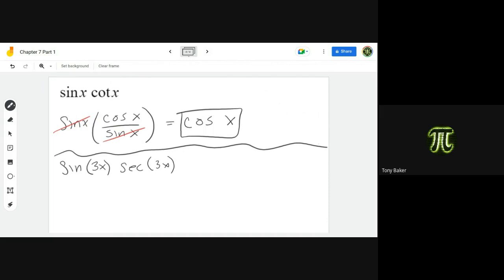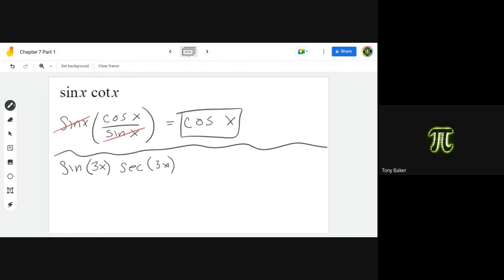What about this one? The 3x does nothing.